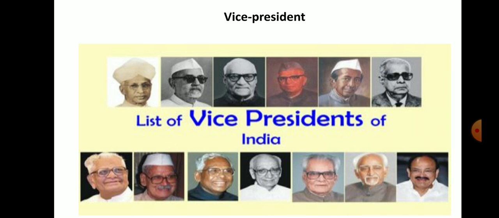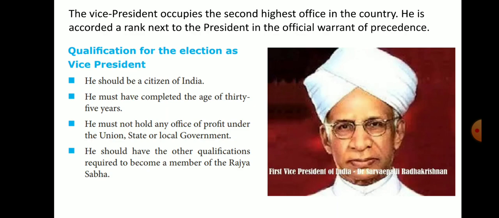So here we see some of the vice presidents from the period of our freedom. Dr. Radhakrishnan was the first vice president. Salute him. The vice president occupies the second highest office in the country, next to the president. The qualifications are the same as for the president: should be a citizen, have completed the age of 35, not hold any office of profit, and also be a member of the Rajya Sabha.